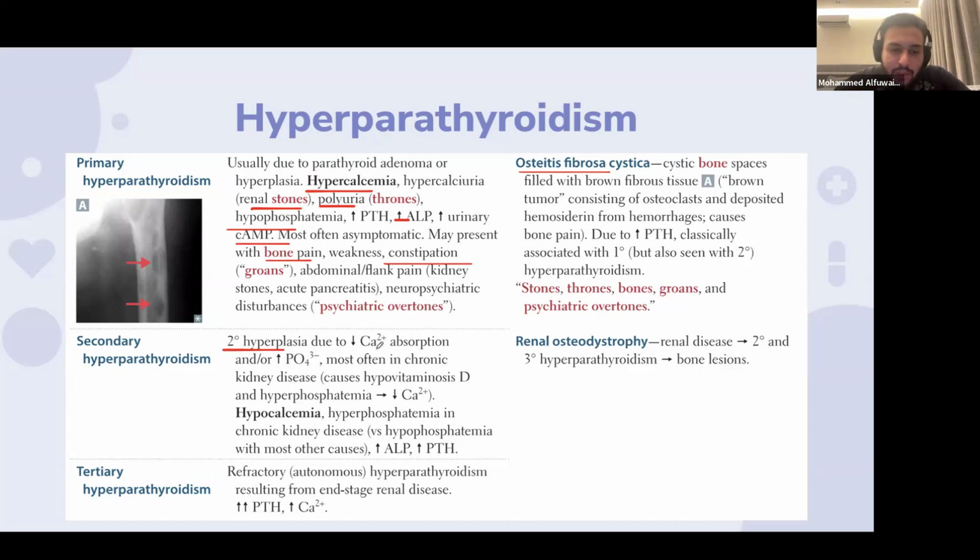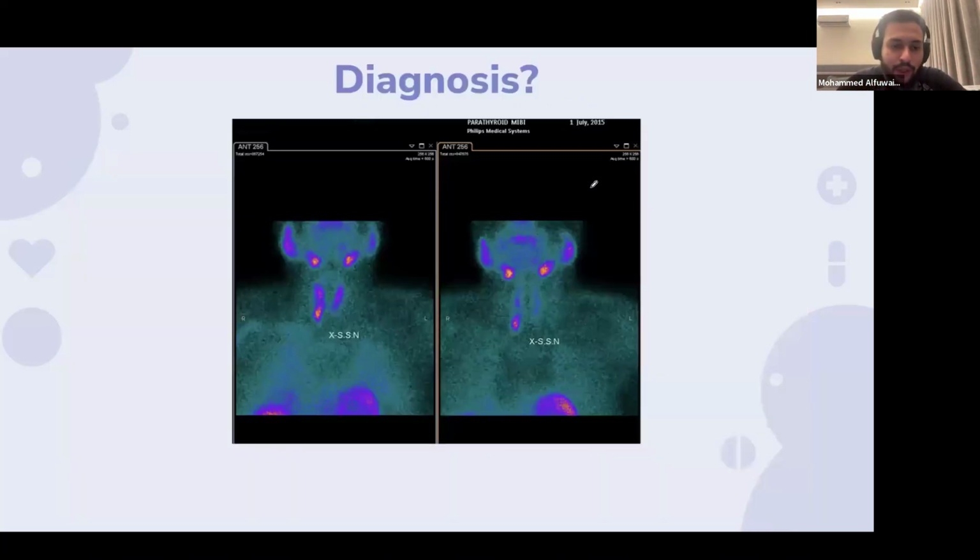Secondary hyperparathyroidism, as we mentioned already, is due to chronic kidney disease, and we mentioned all of that. And tertiary is from autonomous secretion, from end-stage renal disease. Okay. Renal osteodystrophy is bone lesions due to secondary hyperparathyroidism. Same mechanism, osteitis fibrosa cystica. However, that one is mostly due to primary. Renal osteodystrophy is most likely due to renal disease, so you have secondary and tertiary hyperparathyroidism. Okay. Now, let's talk about primary hyperparathyroidism first.